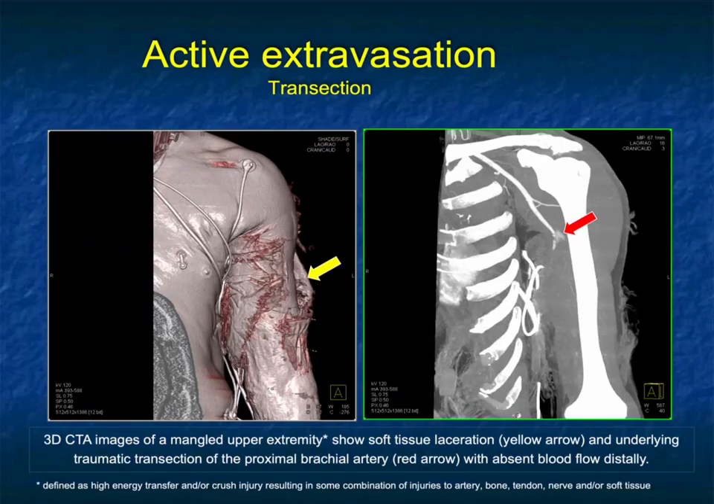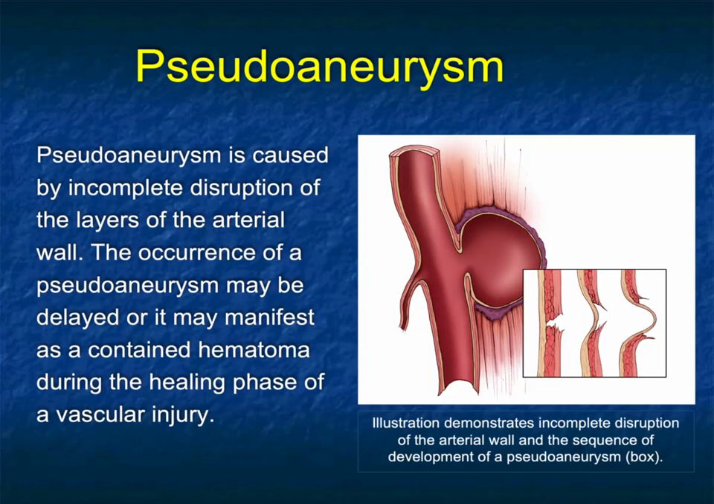Another example, again, volume rendering showing you the soft tissue. The MIP imaging shows you the vascular injury, the occlusion of the axillary artery, the active extravasation. Again, single exam, we're looking at bone, soft tissue, muscle, vessels. And again, absent flow distally, and this patient would immediately be going to surgery.